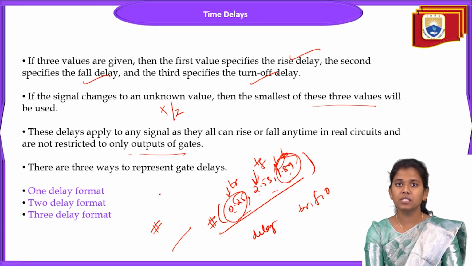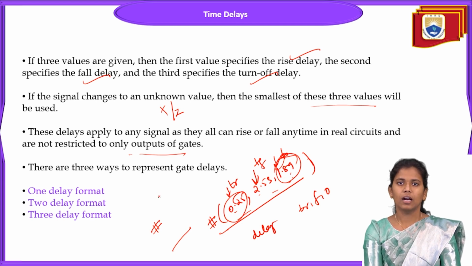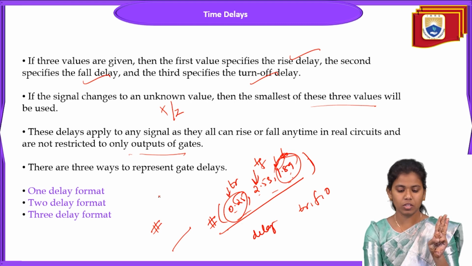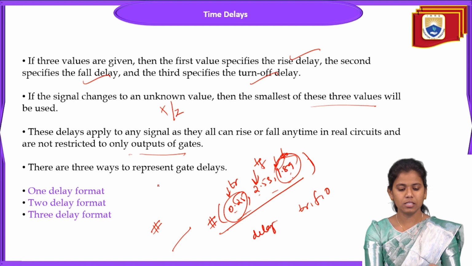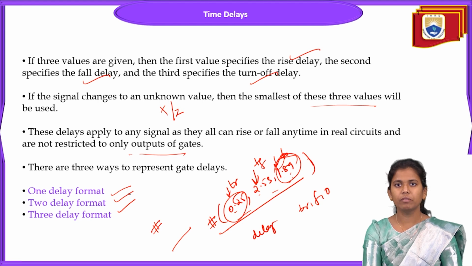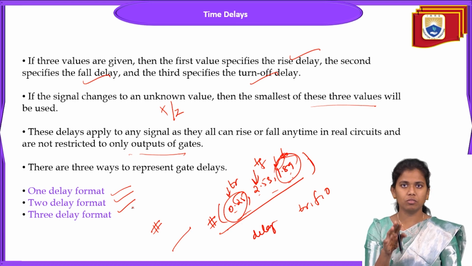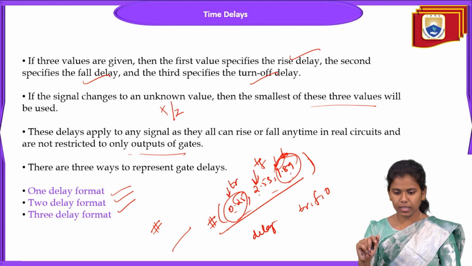And the representations of the delay. As we discussed in the previous slides, there are three ways of representing delays: the one delay format, the two delay format, and the three delay format. Here we will discuss how the delays are represented when we have one delay, two delays or three delays.